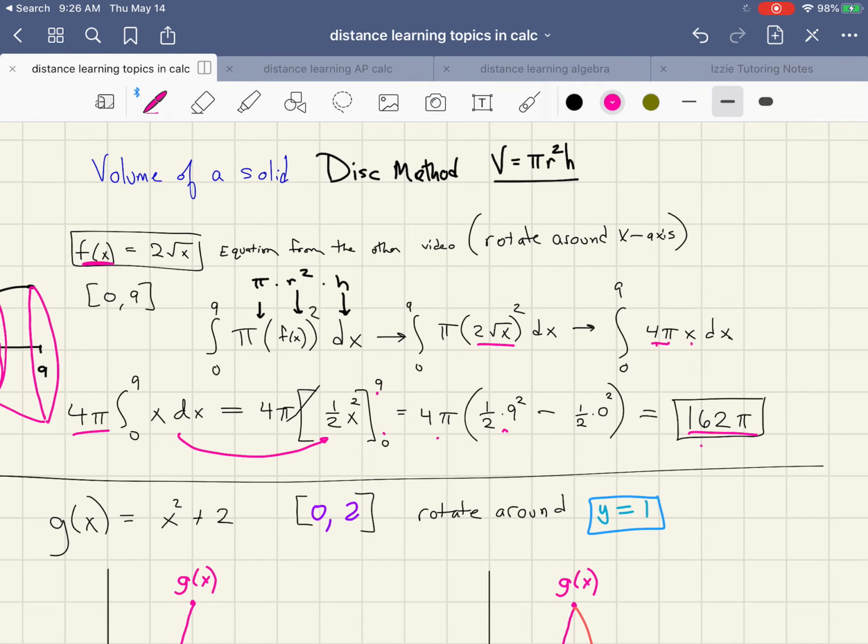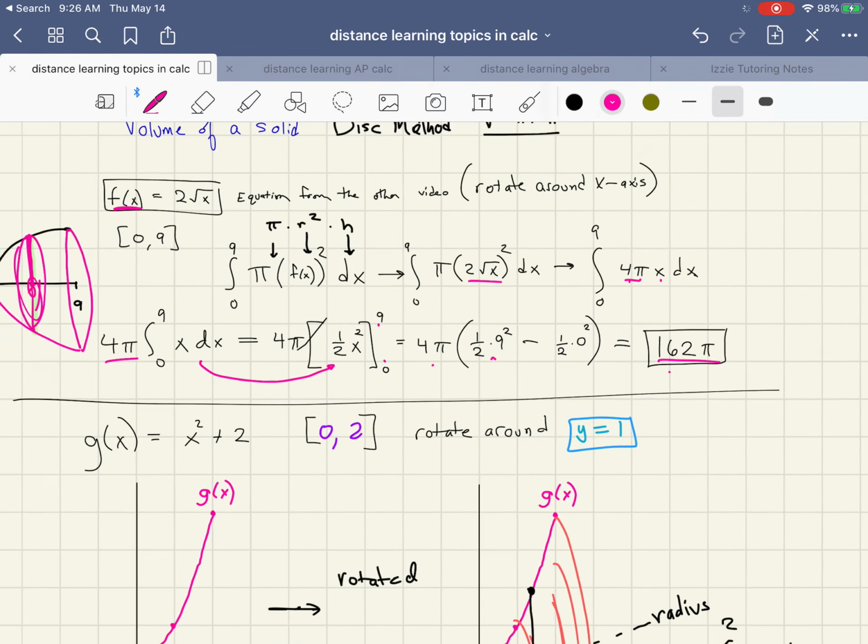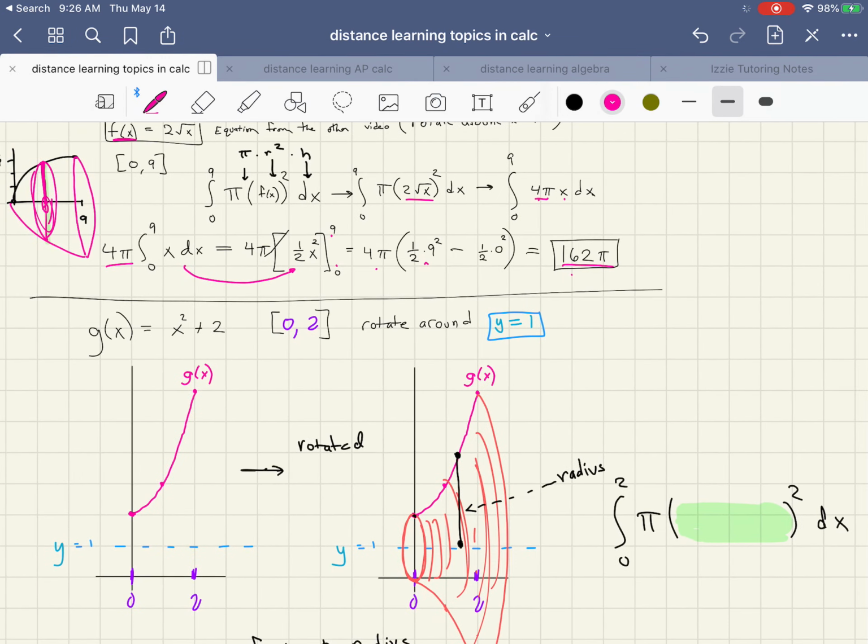Let's do a few more examples. We're going to shift our axis of revolution a little bit. So we have a new function, x squared plus 2. It's graphed here. Okay, so 0, 2, 1, 3, 2, 4. I am stopping at 2, 4 because my interval is from 0 to 2.